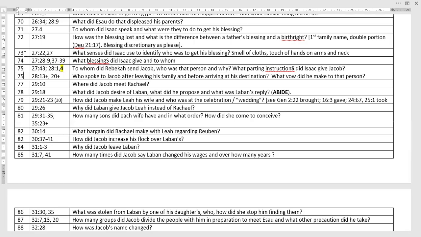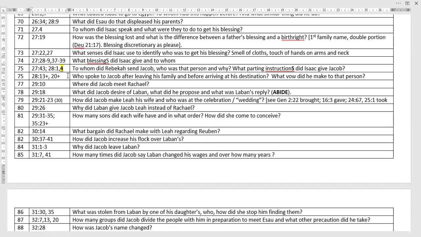Question 76. Who spoke to Jacob after leaving his family and before arriving at his destination, which was Laban? What vow did he make to that person? I covered this in the introduction about the seed. Again, you can read it in chapter 28, verses 13 onwards and verses 20 onwards. It's too long to read, so you read that for yourself.